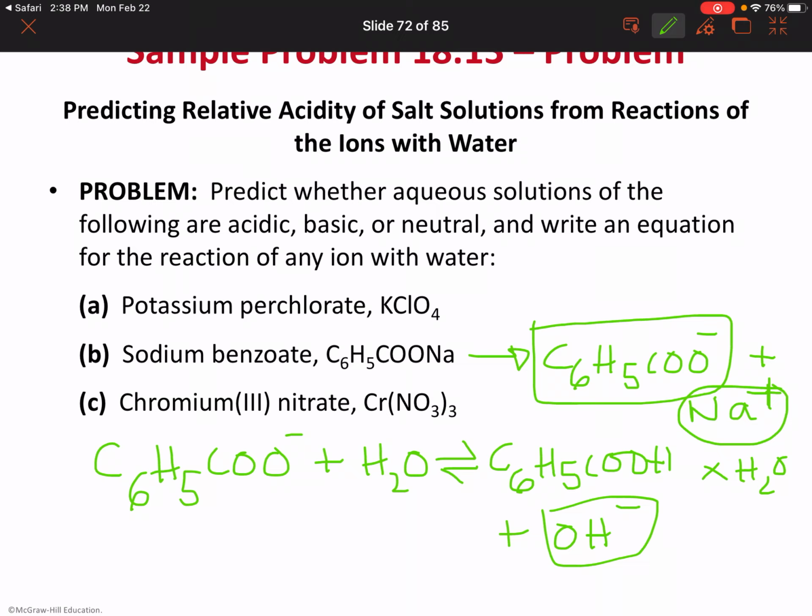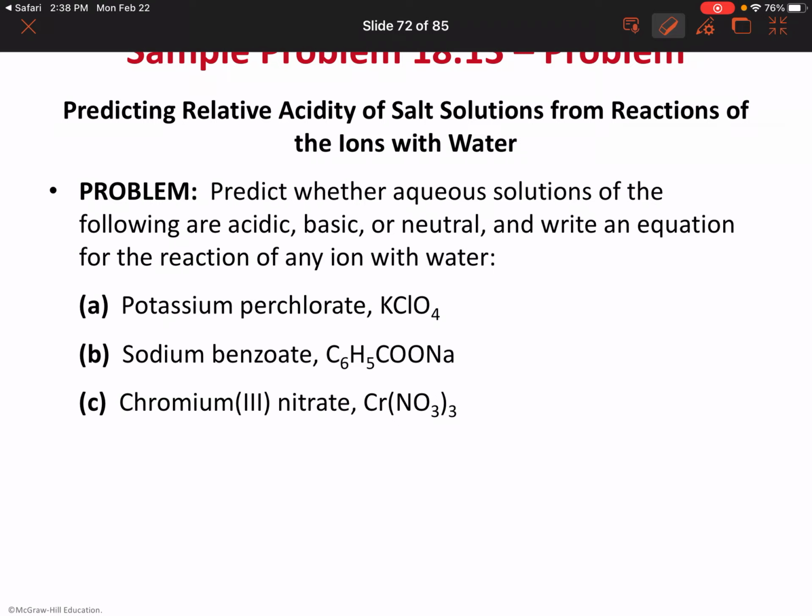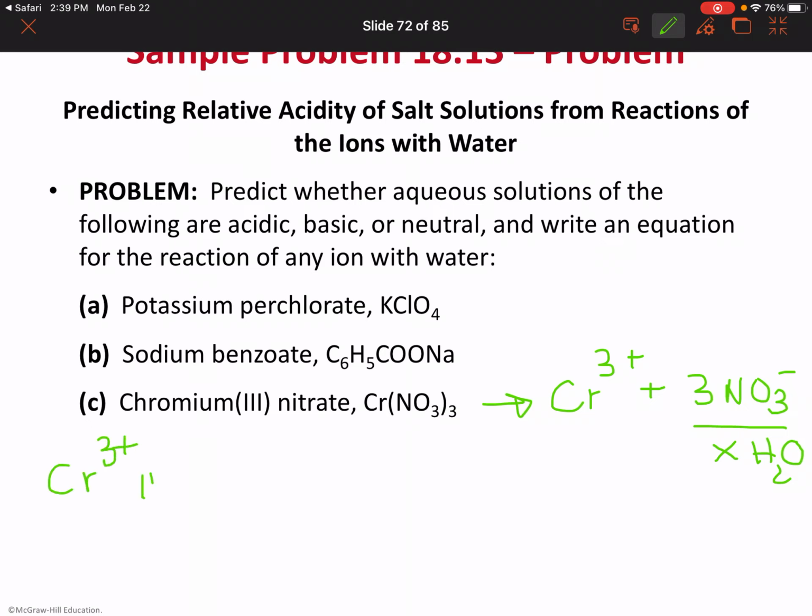And then the chromium nitrate. What's happening with chromium nitrate? It's going to give you chromium ions, Cr3+, and nitrate ions. The chromium ion is a small, highly charged cation. Nitrate ion is an anion of a strong acid, so it is not going to react with water, whereas the chromium ions can react with water.